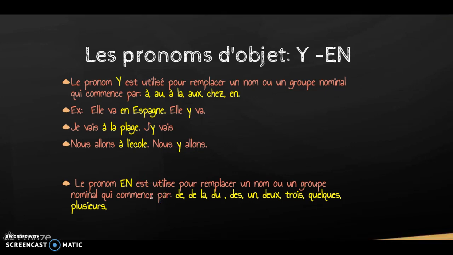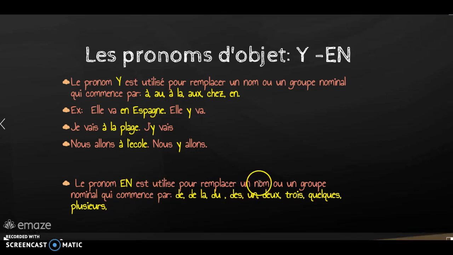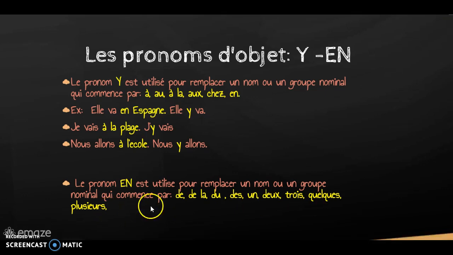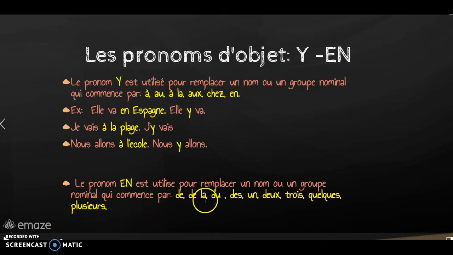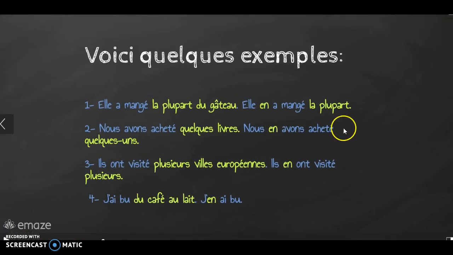The other pronoun, en, is also used to replace a nom, a noun, or a group of nouns, un groupe nominal, usually ones that start with these keywords here: de, de la, du, des, un, deux, trois, quelques, or plusieurs. So these are very important keywords you need to look for when you want to know which pronoun you need to substitute a noun or a group of nouns. Alors, voici quelques exemples. Here are some examples.